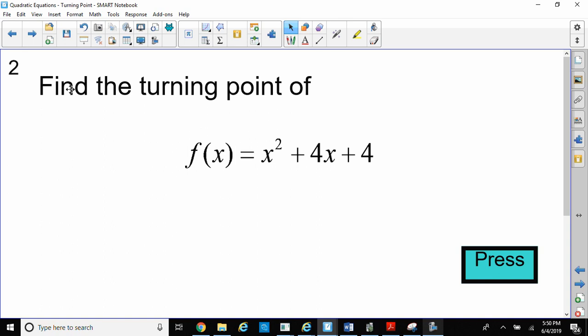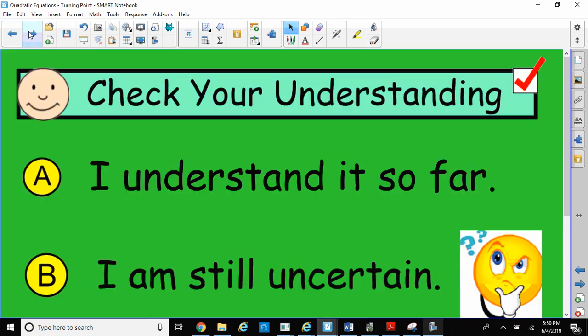All right, so here's a question for you. Find the turning point of x squared plus 4x plus 4. So give it a shot. Hopefully you get it right. So if I went too fast for you, go back and watch the video, write down your questions, and we'll try it again in class. Bring them in, and I'll be glad to talk to you.